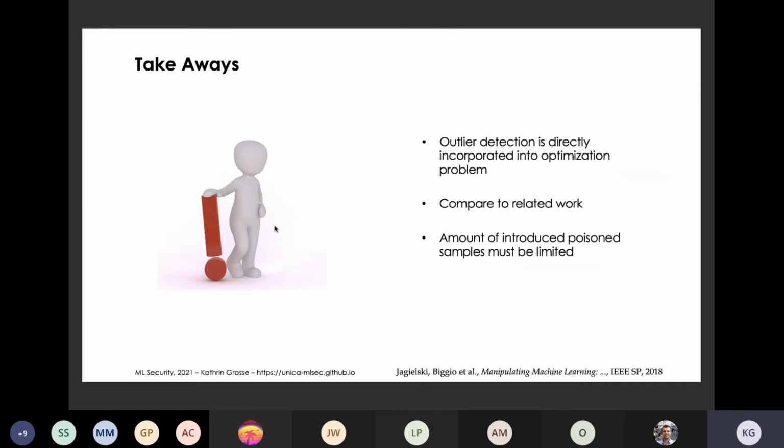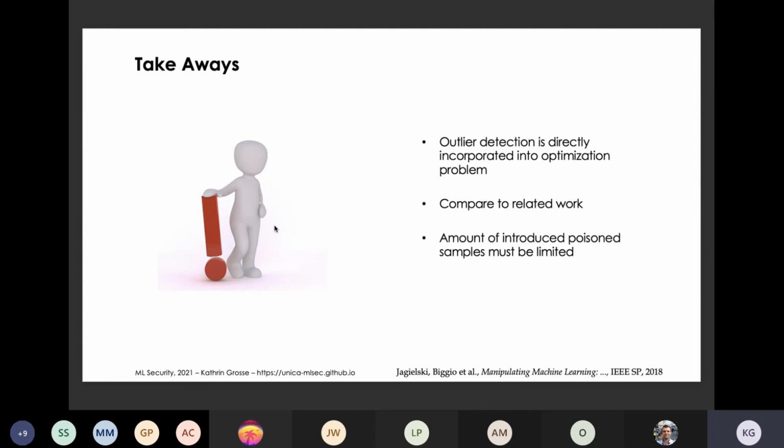Okay, so let us summarize this. In this case, and this is a very, very good example for this robust training class that I explained to you earlier, the outlier detection is directly incorporated into the optimization problem. So we literally changed the optimization to encompass this outlier idea, which is generally poisoning points.